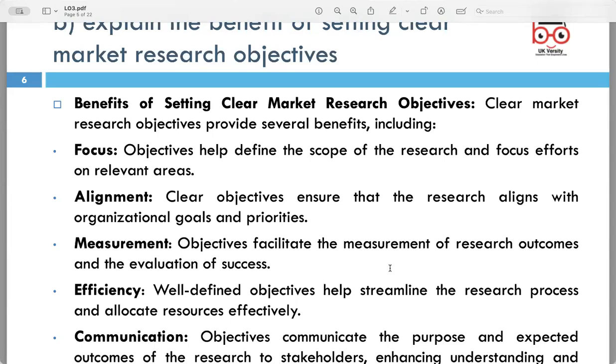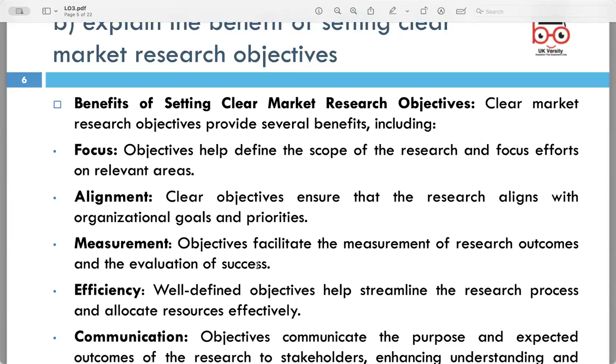Clear objectives help define the scope of the research and focus efforts on relevant areas. This ensures that the research addresses specific questions and issues that are important to the organization. By narrowing the focus, researchers can concentrate their efforts and resources on collecting and analyzing data that is most pertinent to the research goals. Then alignment: clear objectives ensure that the research aligns with organizational goals and priorities.